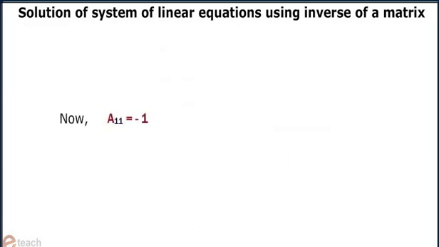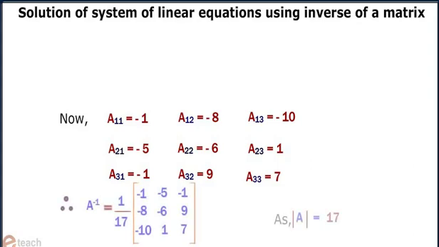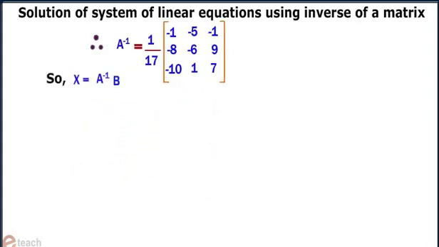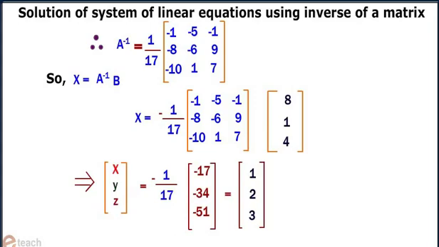Now A11 is equal to minus 1, A12 is equal to minus 8, A13 is equal to minus 10, A21 is equal to minus 5, A22 is equal to minus 6, A23 is equal to 1, A31 is equal to minus 1, A32 is equal to 9, and A33 is equal to 7, where capital Aij is the minor of aij. We know that A inverse is equal to adjoint of matrix A divided by 17. Also, adjoint of matrix A is the transpose of the matrix formed by the minors of matrix A. Therefore, A inverse is equal to the matrix formed by the transpose of minors of matrix A divided by 17.